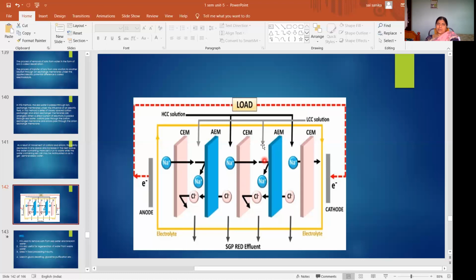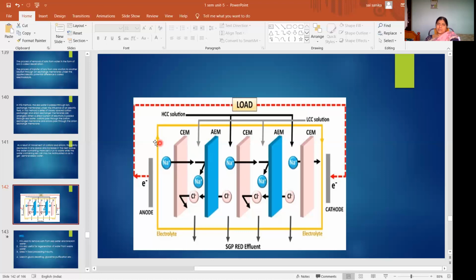So like that, with the different types of solutions we are taking, in one region the water will have zero salts, and in one region the water will have more salt. The water becoming fresh will be recirculated to get demineralized water, and the water having more salt will be removed as waste water. Like this we are doing desalination by electrodialysis.